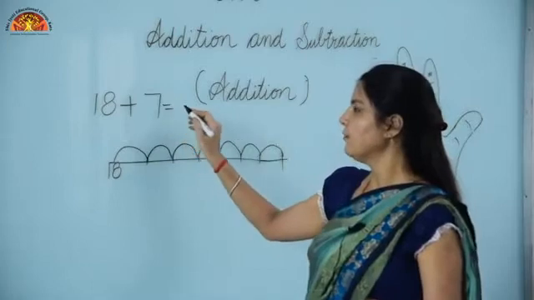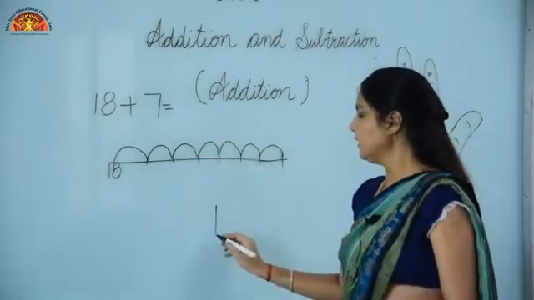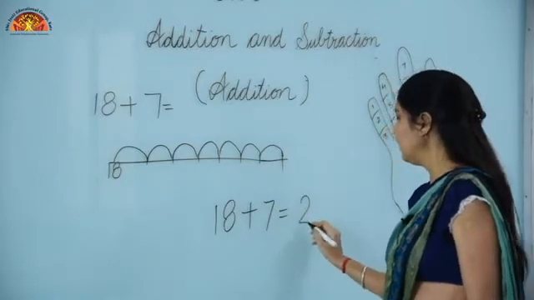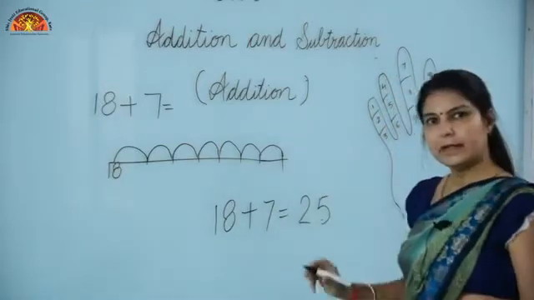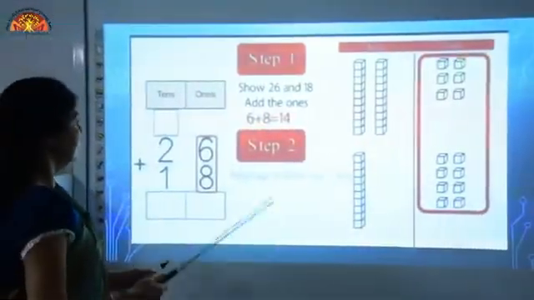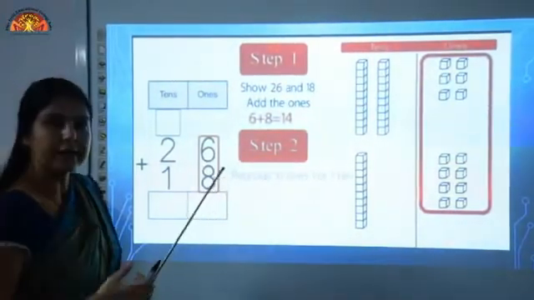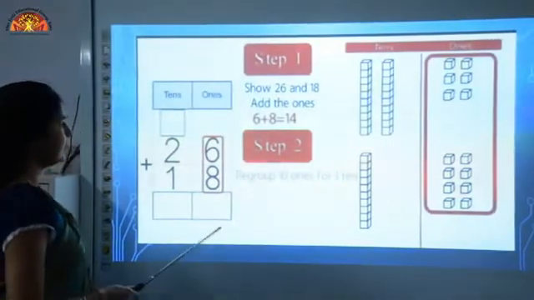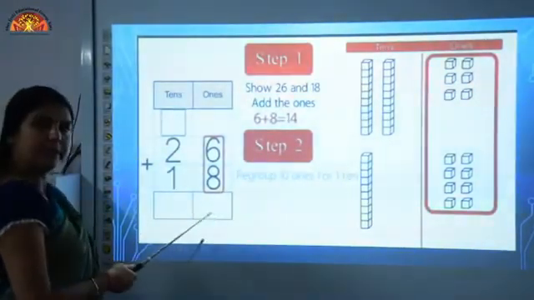So what is the sum of these two numbers? 18 plus 7 is 25. Clear, children? Now we will see the carryover method here. In the carryover method we have to arrange the numbers in columns.